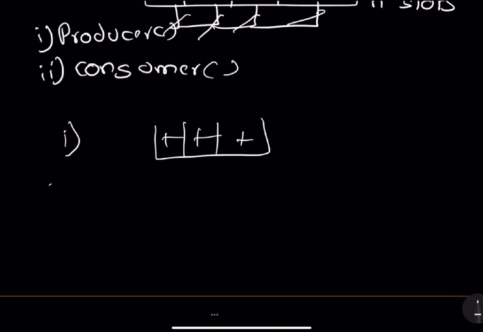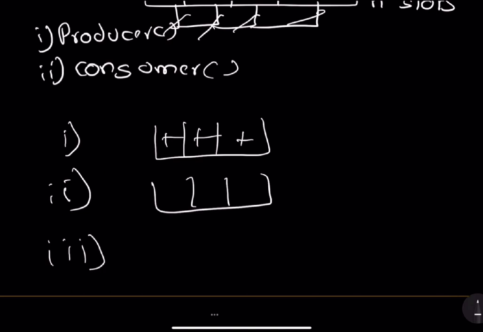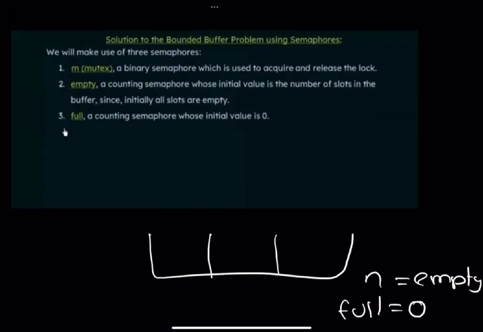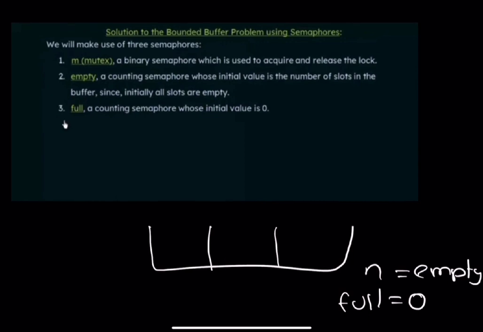The second thing: the buffer is empty, and now the consumer tries to consume. Since it is already empty, nothing can be consumed, so this is also an error. And the third thing: only one process should access the data at a time. If both processes try to access data at the same time, it may cause a deadlock, so this should also be avoided. These are the three cases that we should handle using these semaphores. Now we'll see how we can solve this problem.